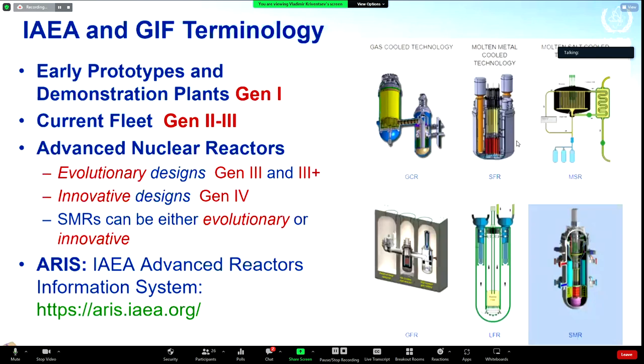This terminology depends on the time. What is innovative today could be evolutionary tomorrow, or what is advanced today could be just evolutionary tomorrow, and so on. Generation 3 is more or less like a Cartesian system, and evolutionary and innovative is like a Lagrangian system. You always move with these reactors. But anyway, there are small differences in terminology because different member states and different organizations can use it differently. More or less, generally it is Gen 4.